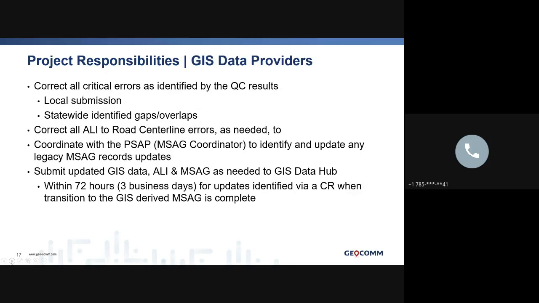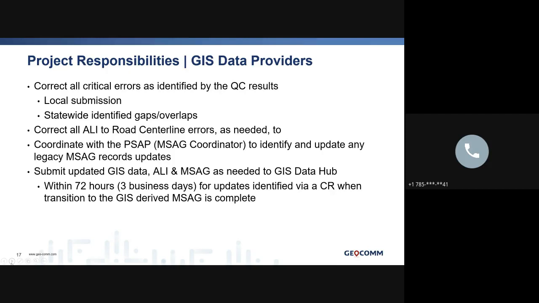For the GIS data providers, your responsibilities really are to correct all of the critical errors as identified by the quality control results that you receive. Of course, local submissions are of the utmost importance. Remember, this is after this half, so we still need to get through June. If you've not met the benchmarks, please make sure that you meet the benchmarks for this half. If you've met the benchmarks, then work on the critical errors and get all of that good to go.